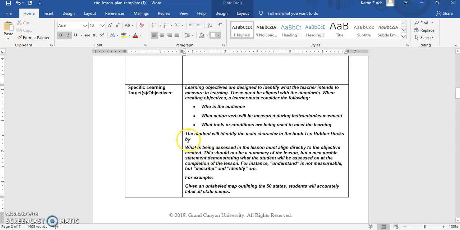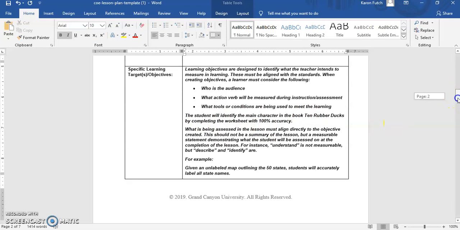When you put "by," you're going to tell me how. By completing, let's say, the worksheet with 100% accuracy. So you always want to say how you're going to meet this. How are you going to assess it? How do you know? So let me move on here.